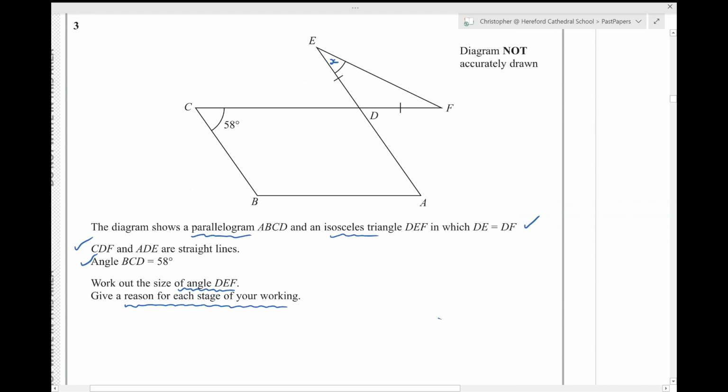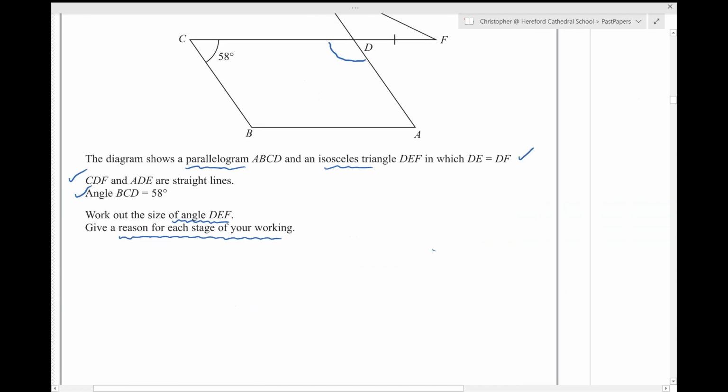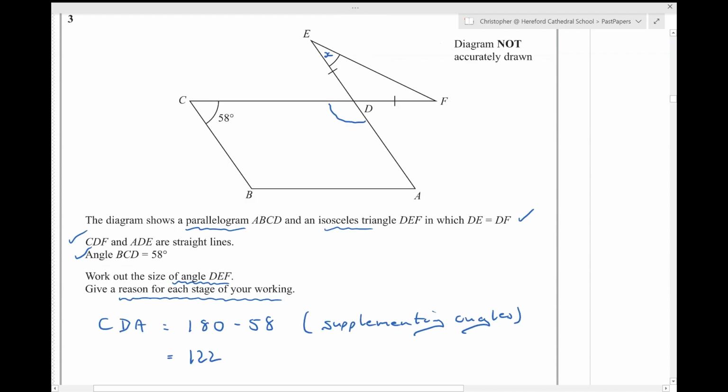Okay. Right, well, the first angle I'm going to find is this angle here. And that angle, which is CDA, is 180 minus 58, because those angles in the parallelogram add to 180. So I'm going to say it's supplementary angles. They add to 180. Okay, so that means that CDA is 122. Okay. Now, I can find this angle as well then. That's angle EDF.